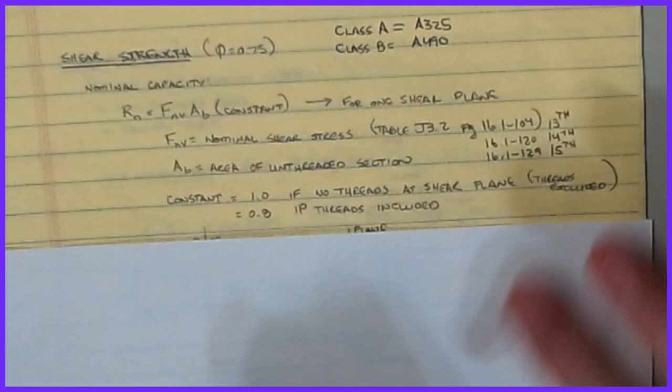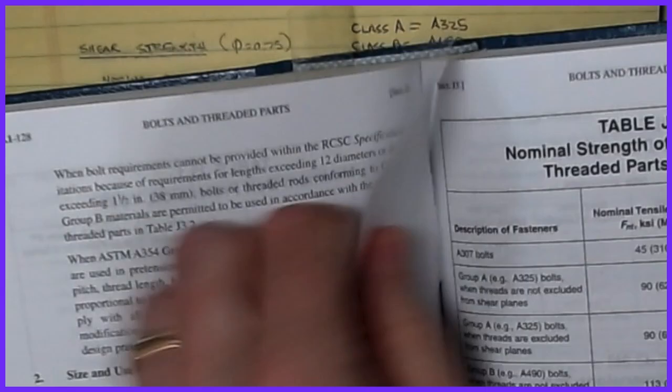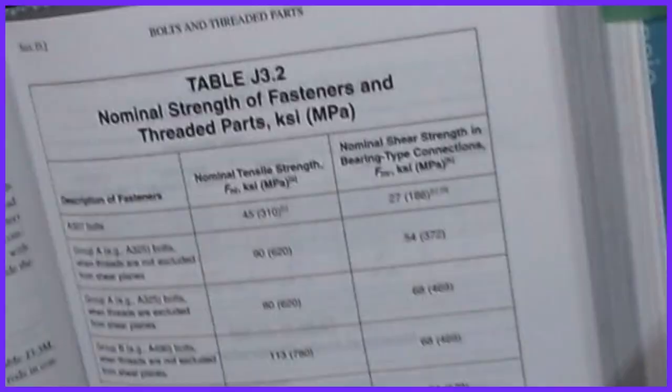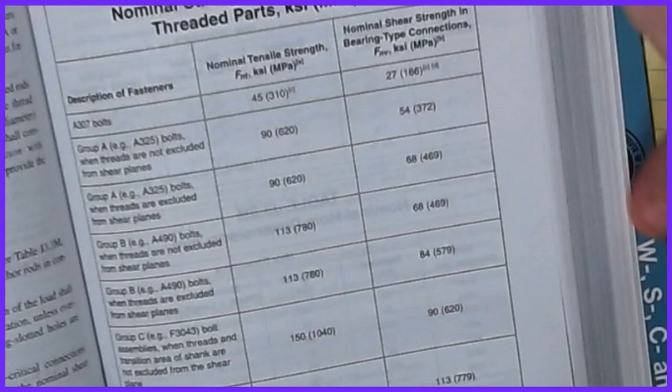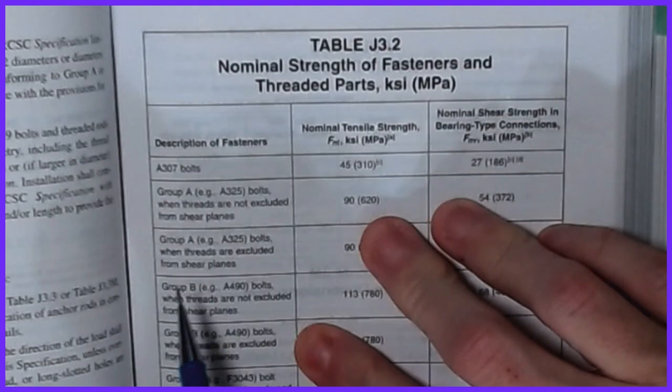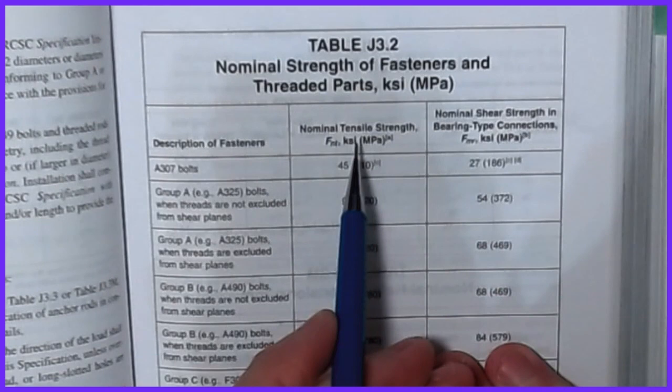And let me grab the book here. Okay. Whether you're talking about tension in bolts or shear in bolts, they all come out of this Table J3.2. All right. And so you can see that there are a whole lot of different categories. We've got A307s, Group A, Group B, Group C. First column will be your tensile stress. This is your FNT value. You'll see that show up in one of the later equations.